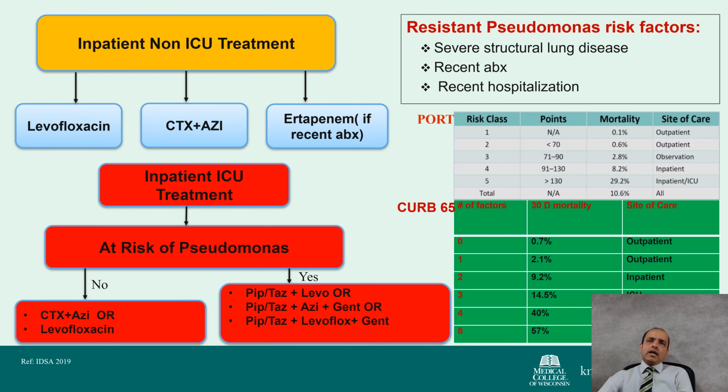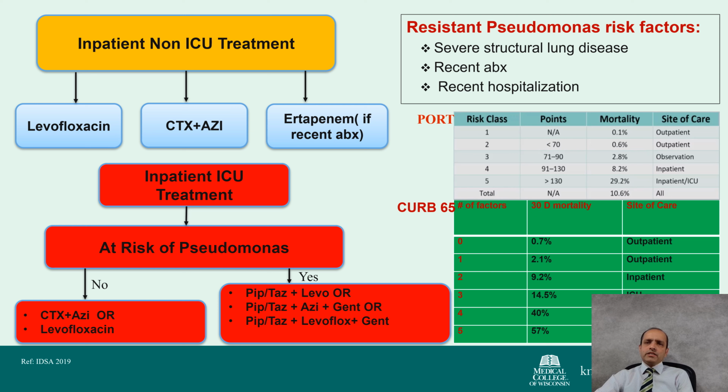Let's go to the next slide. So inpatient non-ICU treatment. So how do you treat? So if your patient is admitted non-ICU, basically you use either levofloxacin or you combine ceftriaxone with azithromycin. Rather than azithromycin, you may want to use doxycycline if your patient has a prolonged QT, in which case you cannot use either levofloxacin or azithromycin. So in that case, what do you do? You combine ceftriaxone with doxycycline. So if your patient received antibiotic recently, ertapenem is the choice.